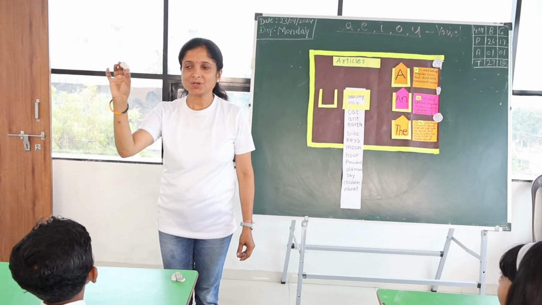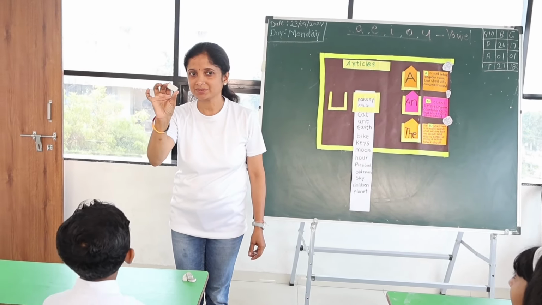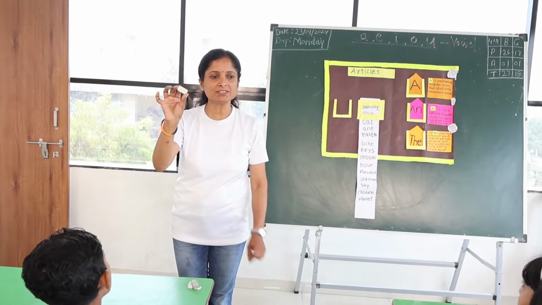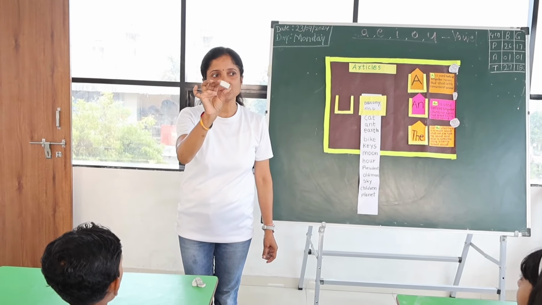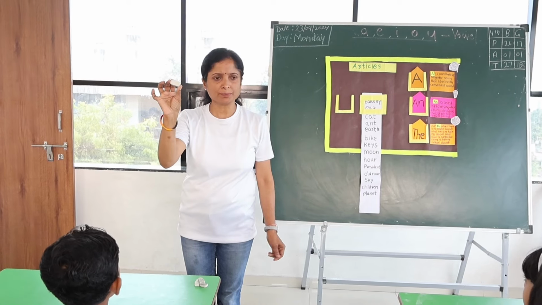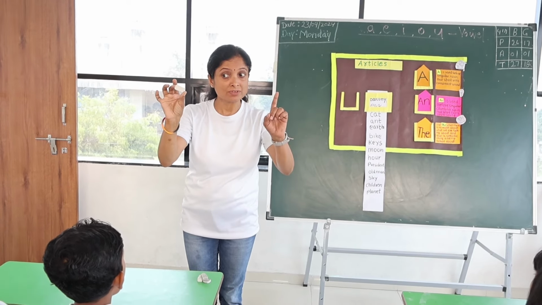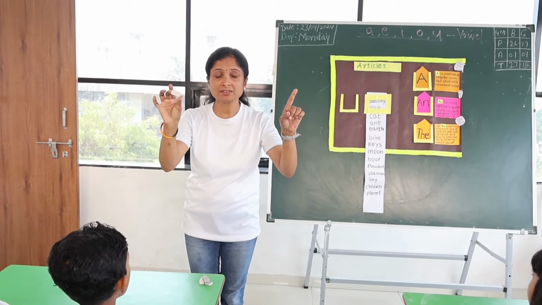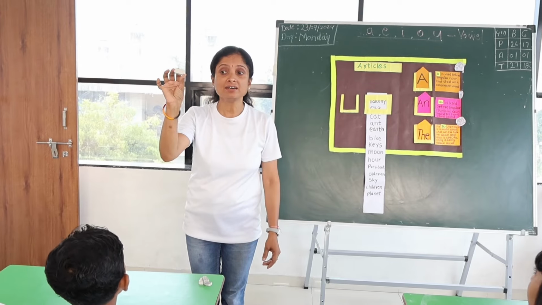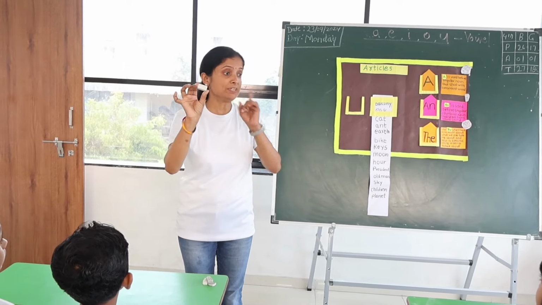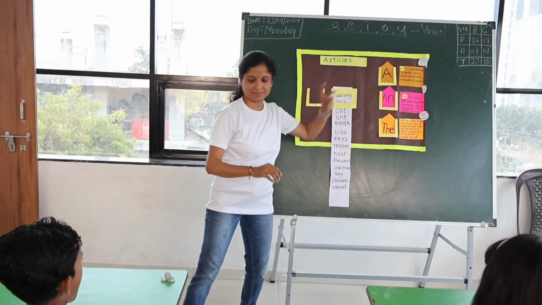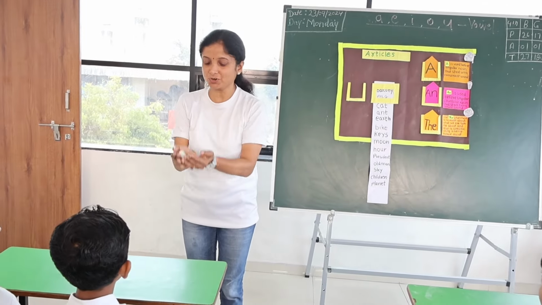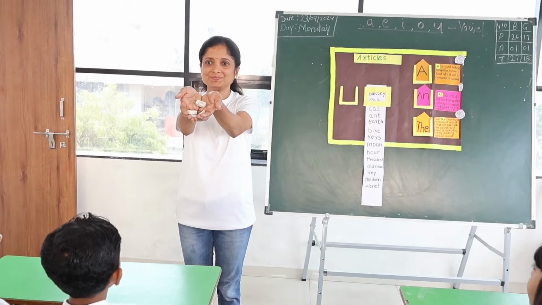Eraser. Okay, how many erasers? One. What is the beginning sound of this eraser? Is it vowel or consonant? Vowel. Okay, the beginning sound is E. E is a vowel. So, which article can we use? A. Wow, see, what are these?